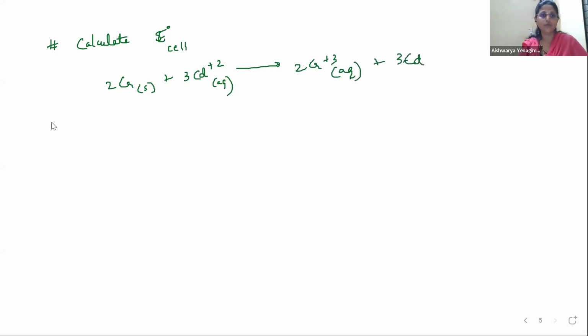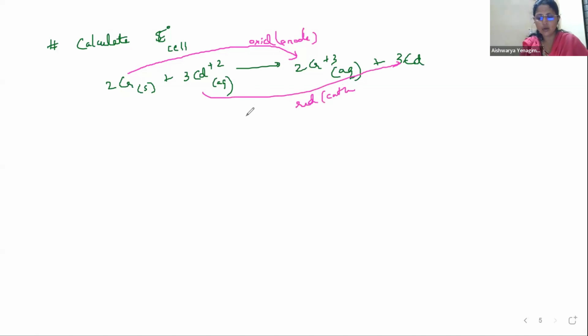So this is the reaction. Calculate E naught cell. So how do you do that? So this is Cr to Cr plus 3, oxidation, anode, and Cd plus 2 to Cd, reduction, cathode. This much you should know. So here the reduction potential of Cr plus 3 is minus 0.74 volt. This is ESRP. Okay, ESRP. And for this, SRP value is minus 0.40 volt.